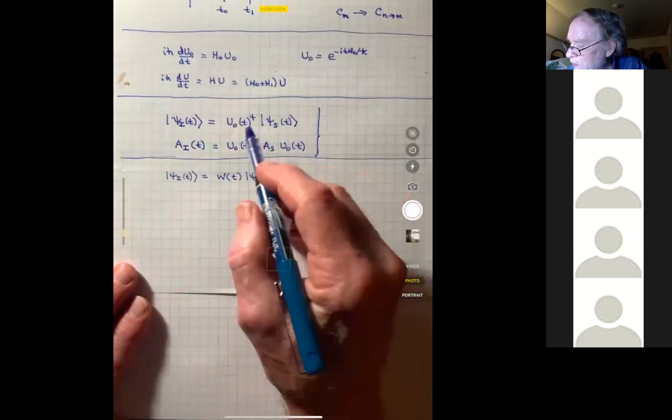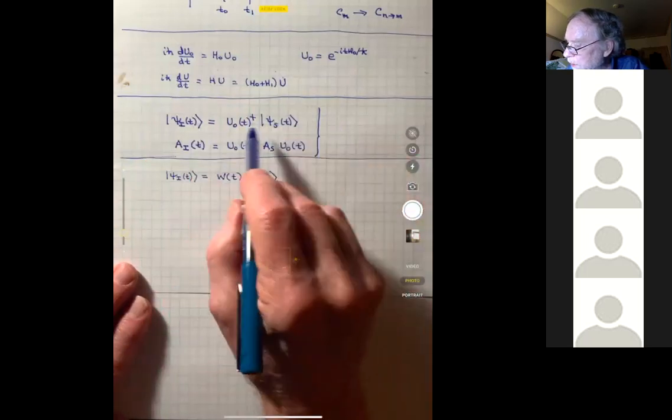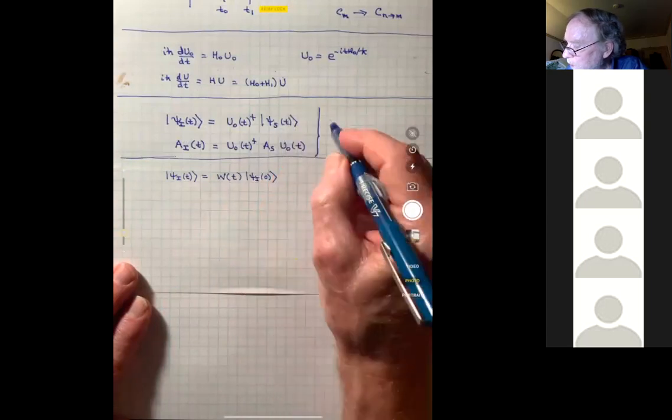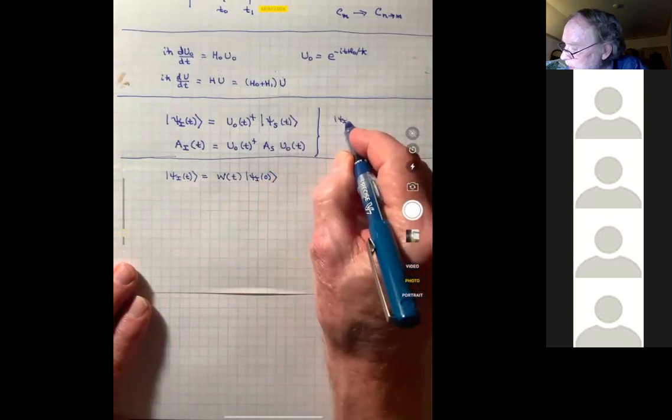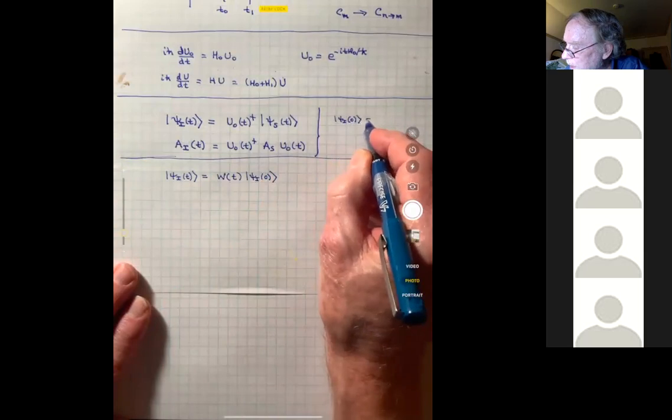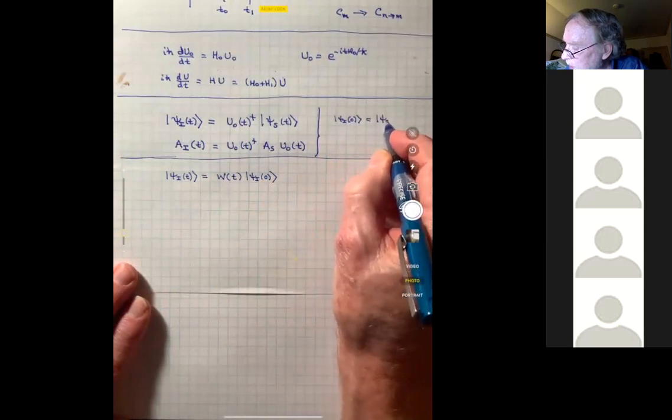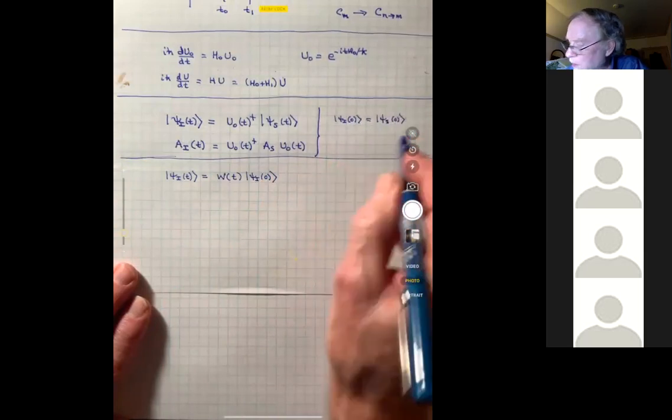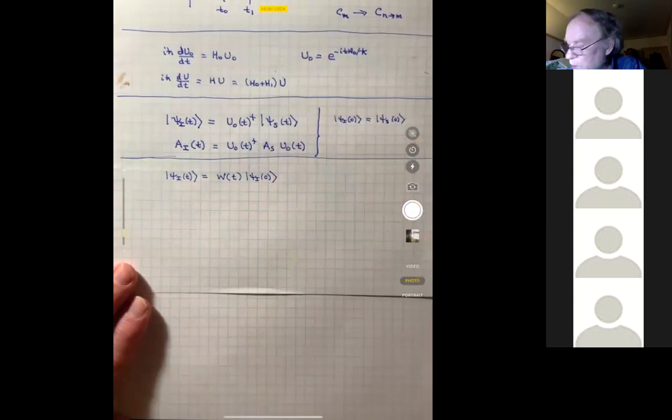By the way, I didn't mention this, but at t equals 0, if I substitute t equals 0 into this equation, you can see that the state vector in the interaction picture at time 0 is the same as it is in the Schrodinger picture. The initial conditions are the same in both pictures.